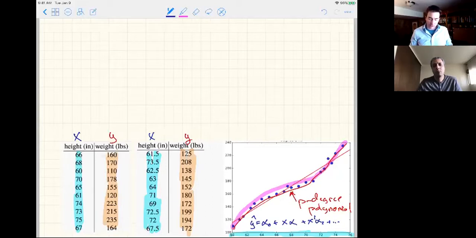It turns out if you fit a higher and higher degree polynomial, it's going to fit better and better. Right, so everyone understands the example, and then we'll switch to Python.